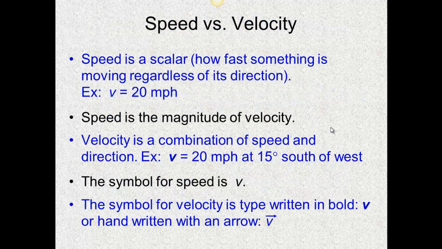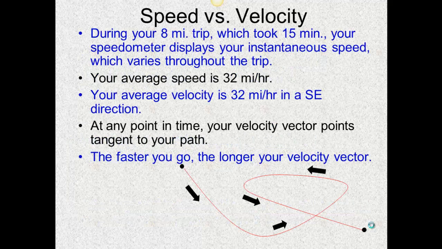Alright, speed versus velocity. Now I'll just flick through this really quickly. Speed is a scalar quantity, so if you're going at 20 miles per hour, that's the magnitude of the velocity, whereas if you're looking at your velocity, it'd have to be 20 miles per hour in a direction. So in this case here, it is 15 degrees southwest. I'll just flick through this to do that.